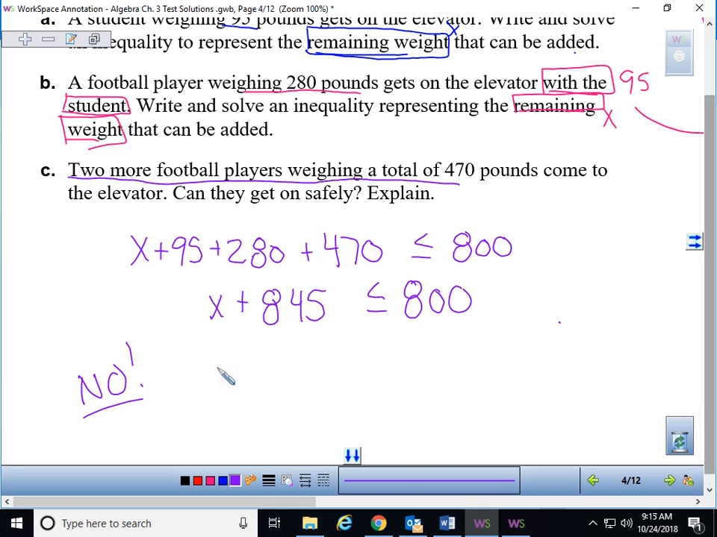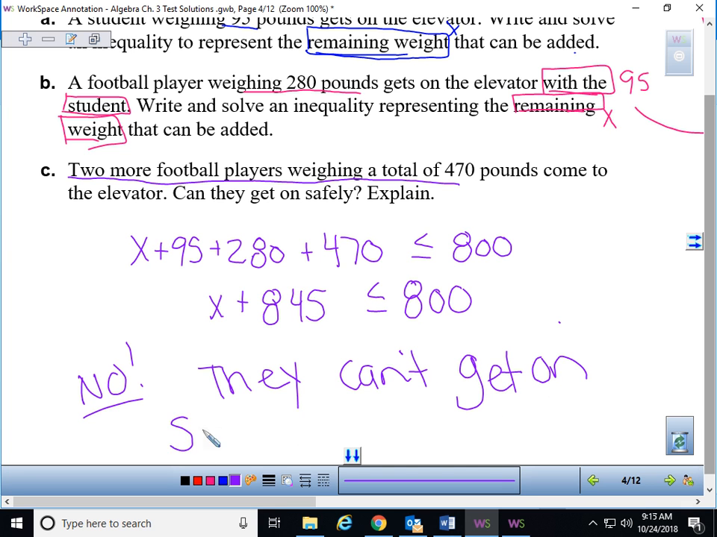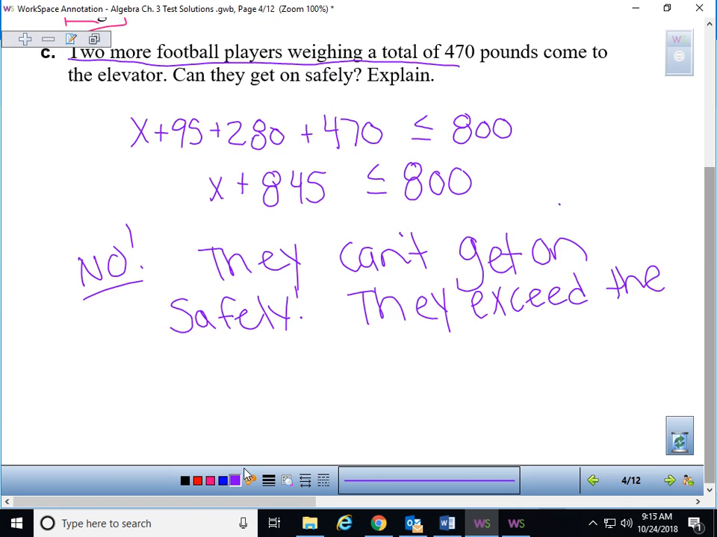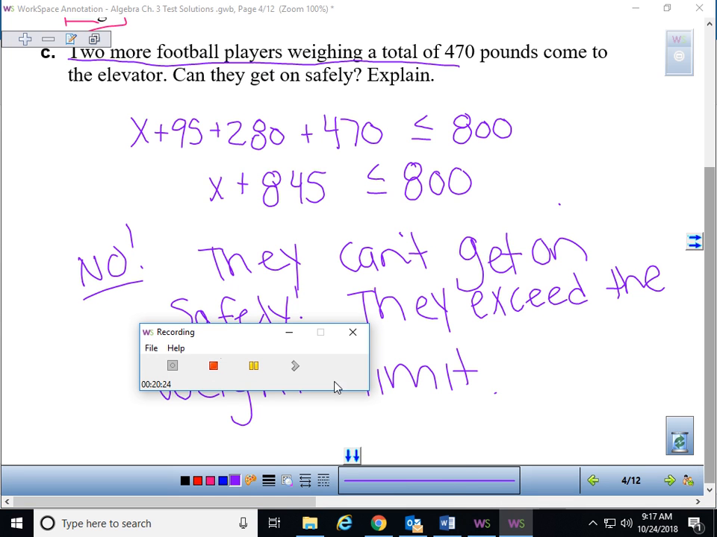So this is no, they can't get on safely. They'll exceed the weight limit. And there you go. That is the first half of your test.